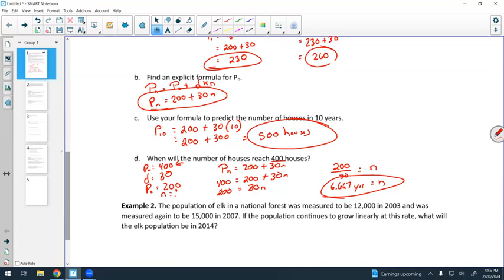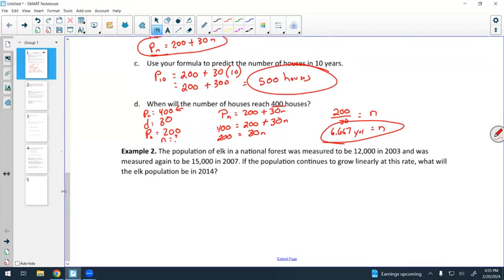Let's look at another example of this. The population of elk in a national forest was measured to be 12,000 in 2003, and was measured again to be 15,000 in 2007. The population continues to grow linearly. At this rate, what will the elk population be in 2014?